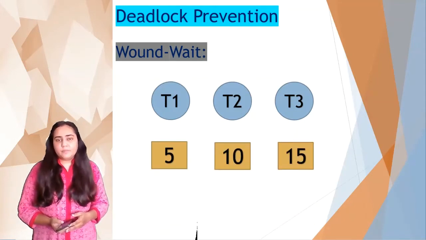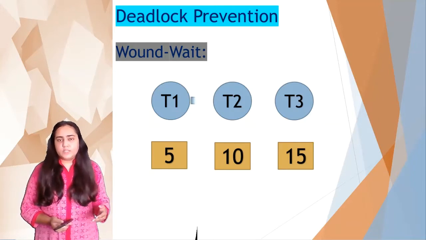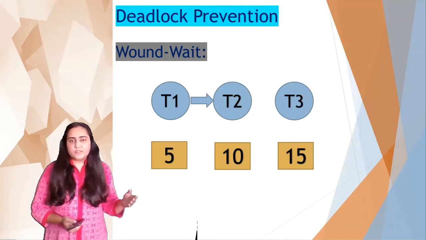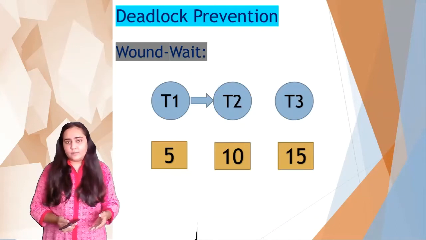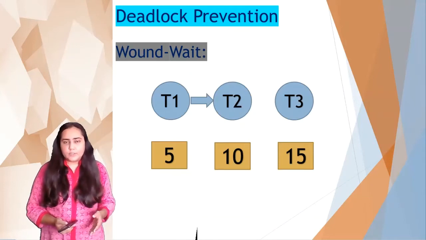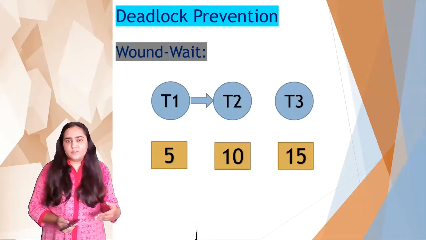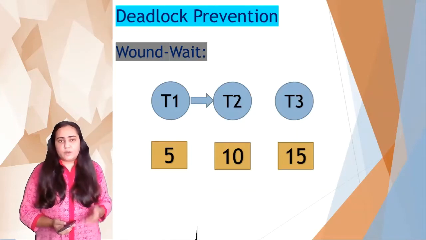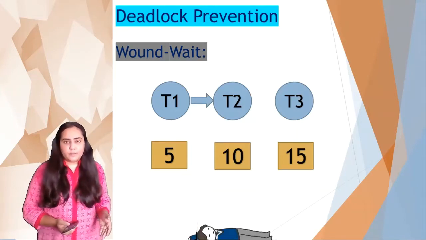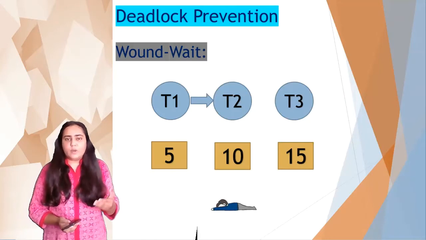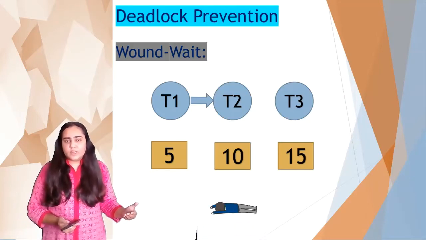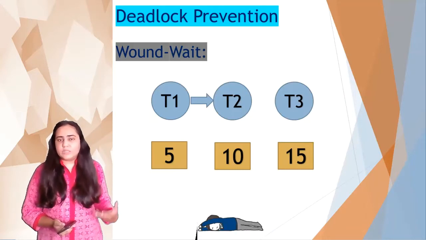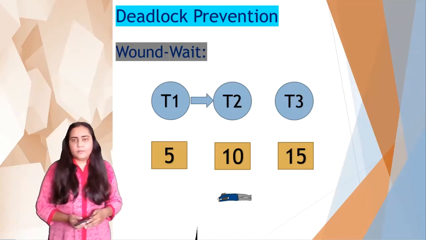So first of all, once again, consider three transactions, T1, T2, and T3, with three timestamps 5, 10, and 15 respectively. And now assume that T1 wants a data item from T2. In this case, the timestamp of T1 is 5 and the timestamp of T2 is 10. So T2 is the younger transaction. So here the technique that is applied is wound. Remember, in the wait-die technique, T1 would wait for T2, but in the wound-wait technique, T2 will be rolled back. So it is also known as T1 wounds T2. That is why it is known as the wound-wait technique. Wound just means rollback. So T2 is rolled back.